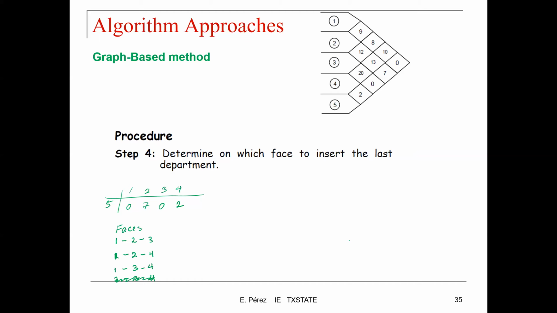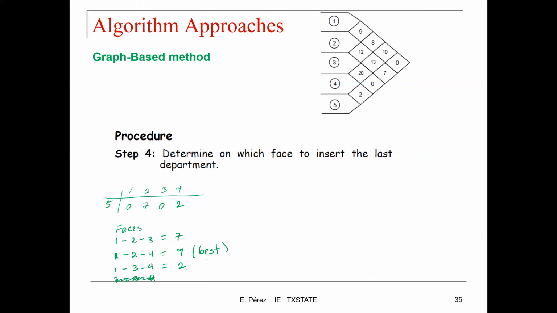And I'm going to evaluate those 3 to decide which one is going to give me the best performance. So if I look at 1, 2, 3 in this graph, the total is 7. 1, 2, 4, the total is 9. And 1, 3, 4, the total is 2. So the phase that gives me the best performance is this phase, 1, 2, 4.